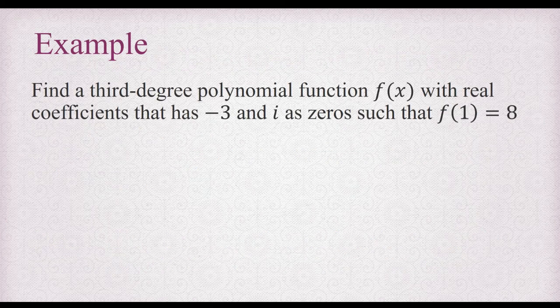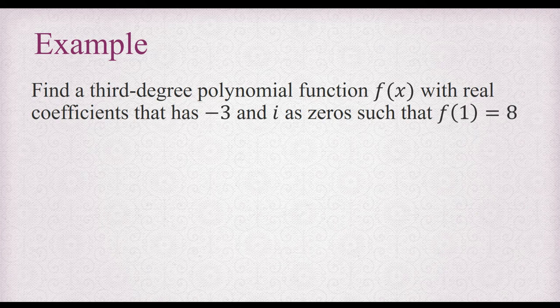So let's take a look at an example. It says find a third degree polynomial function, f of x, with real coefficients that has -3 and i as zeros, such that f of 1 equals 8. So there's a lot of things to kind of get out of this information.